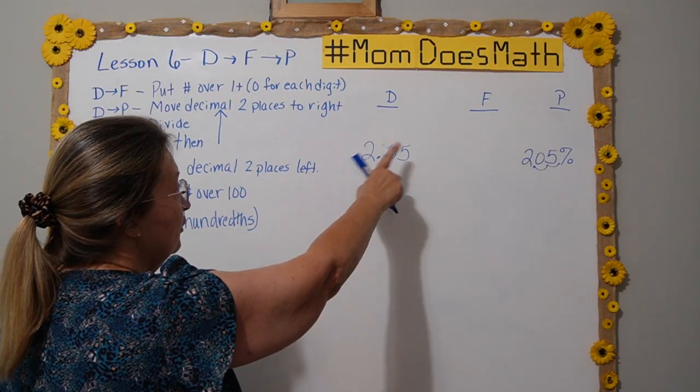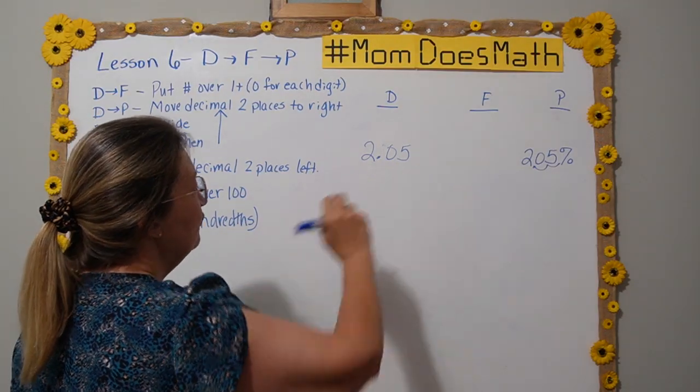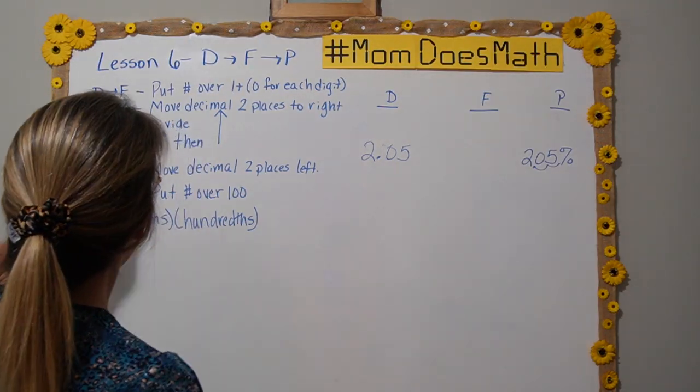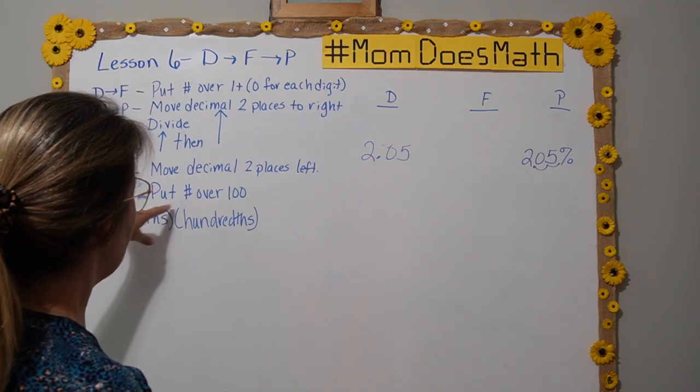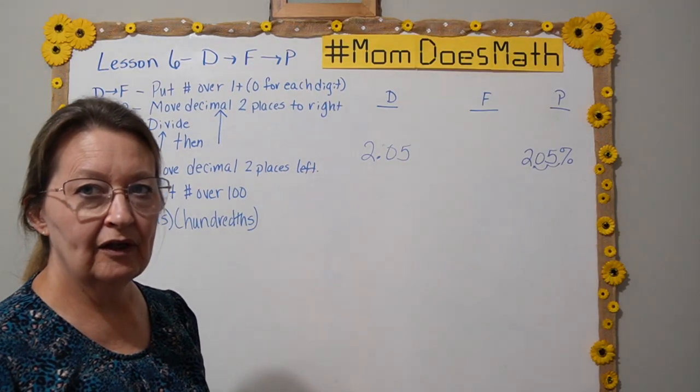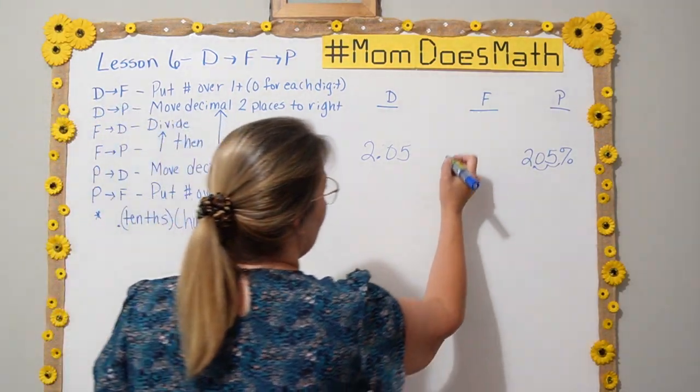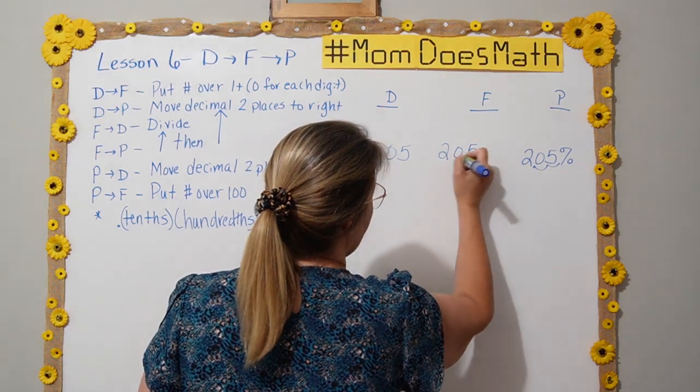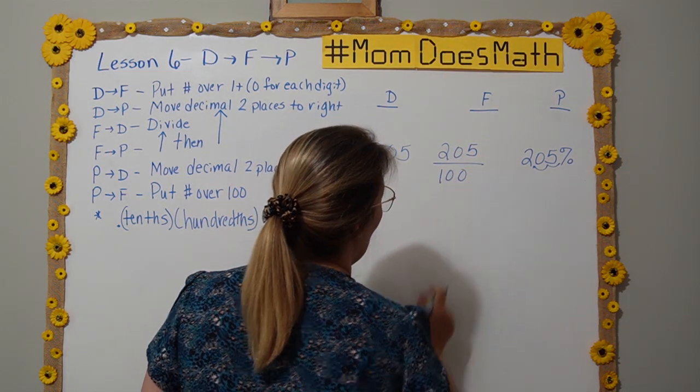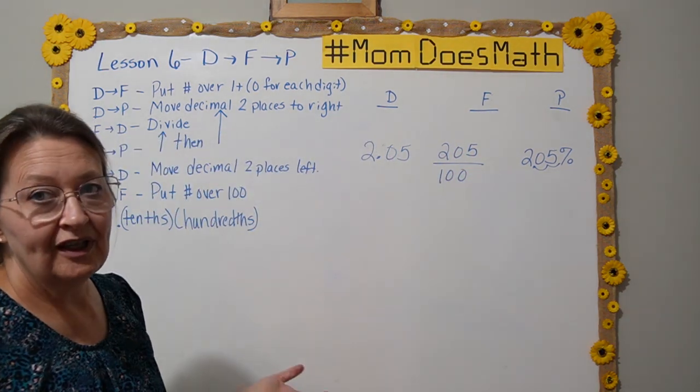All right, now how to do it to a fraction? You can either go from here to a fraction, but let's go from percent to fraction. What is percent to fraction? Put the number over 100. So what I'm going to do is 205 over 100. Now I am going to need to reduce that down.